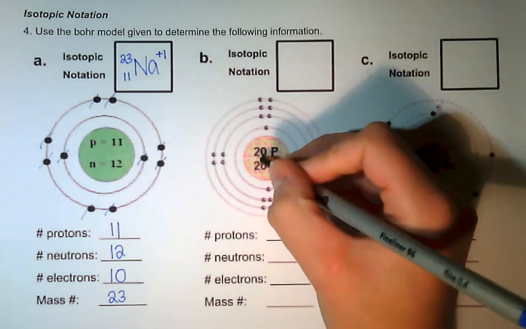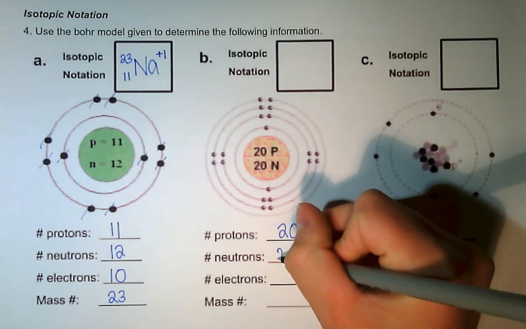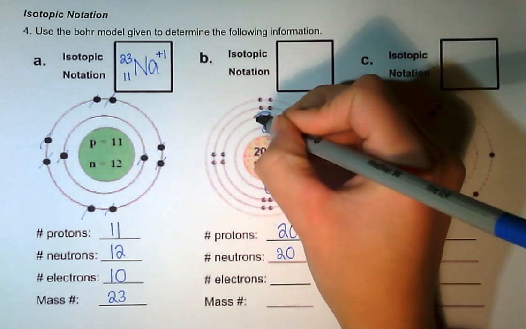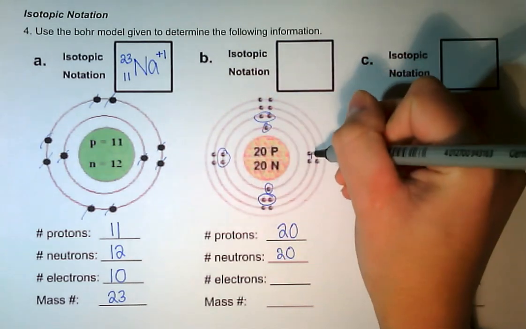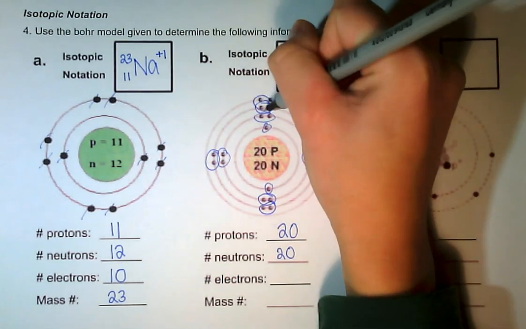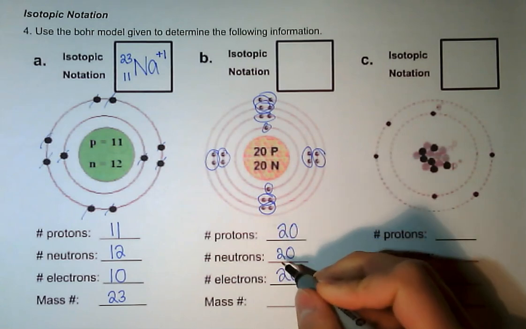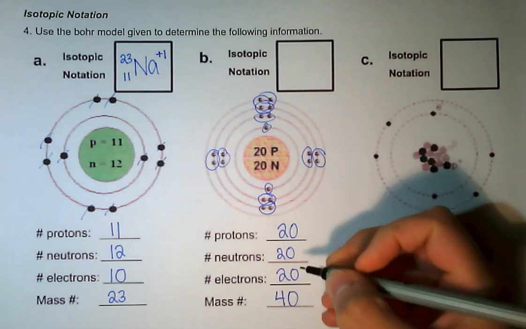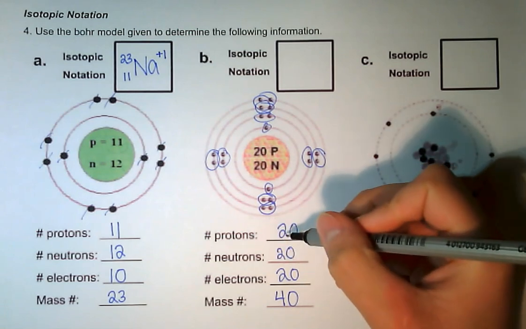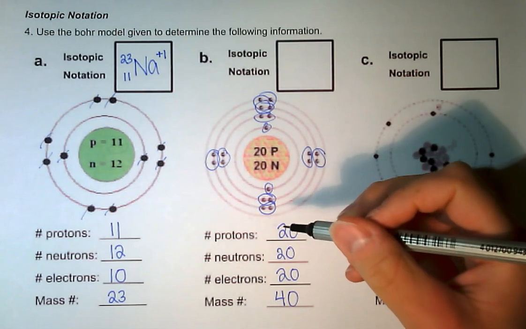Next up, we have 20 protons. Neutrons, we have 20 neutrons. And electrons, we have 2, 4, 6, 8, 10, 12, 14, 16, 18, 20 electrons as well. So our mass number, protons plus neutrons, is 40. And we need to figure out what type of element this is. 20 protons, looking at my periodic table, number 20 on the periodic table is calcium.